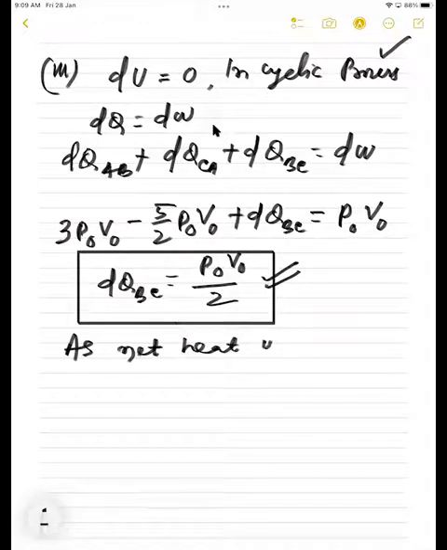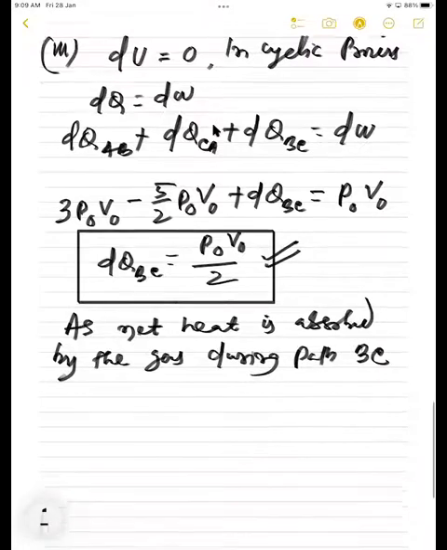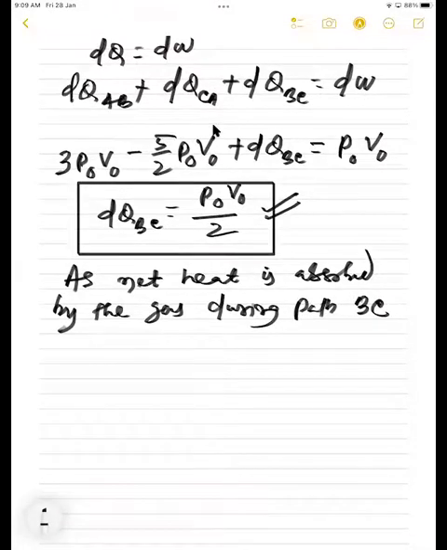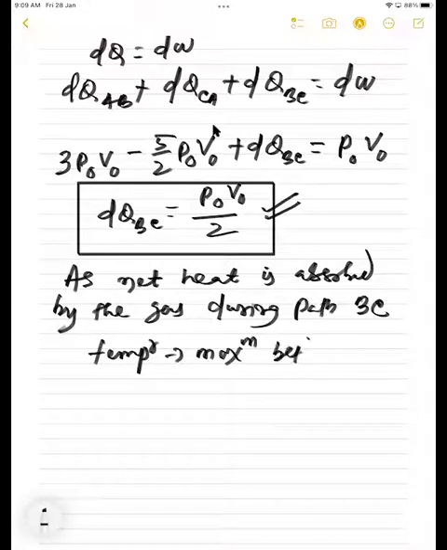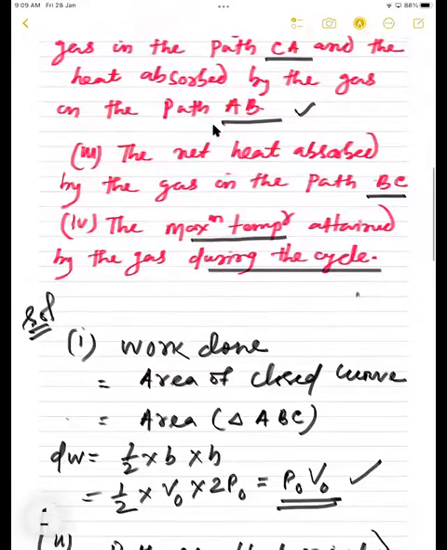As net heat is absorbed by the gas during path BC, right? So the temperature will reach maximum. So the temperature is maximum between B and C. Then at last, students, see the important part. It is asking for the maximum temperature attained by the gas. We have to find that temperature.